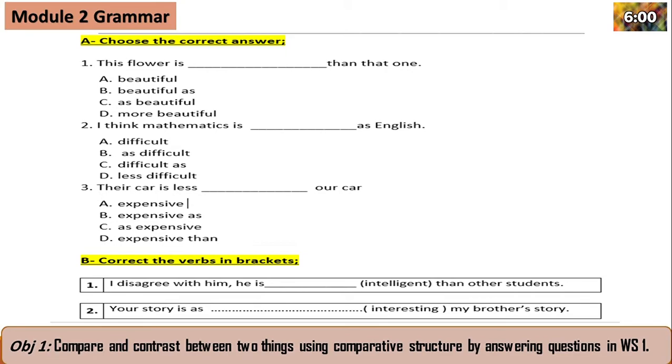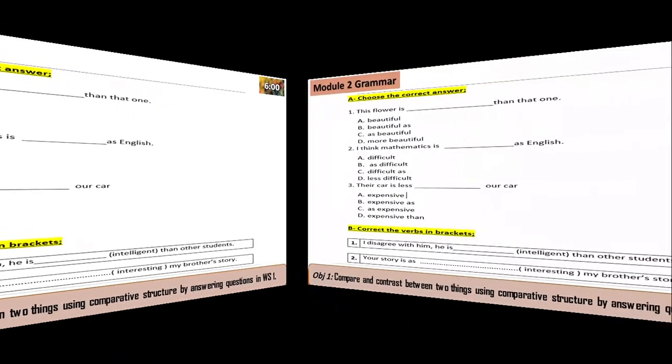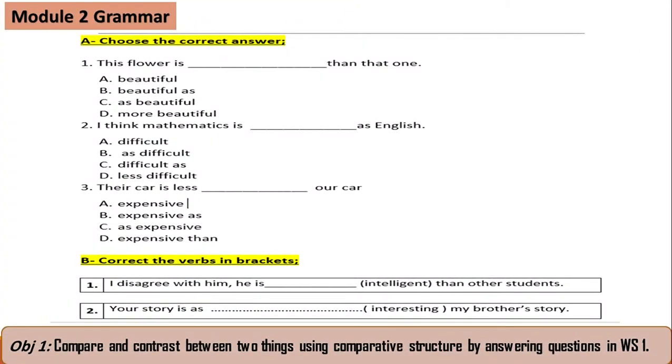Okay, you can pause your video and check your answers. Now, check the answers. This flower is than that one. Then you have beautiful. Yeah, this flower is more beautiful than that one. Thank you. Number 2, I think mathematics is as difficult as. Excellent, girls.